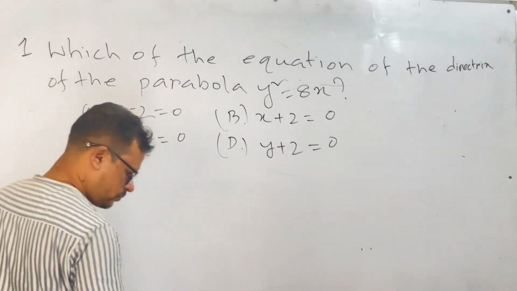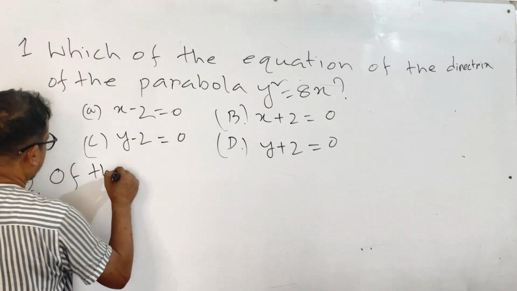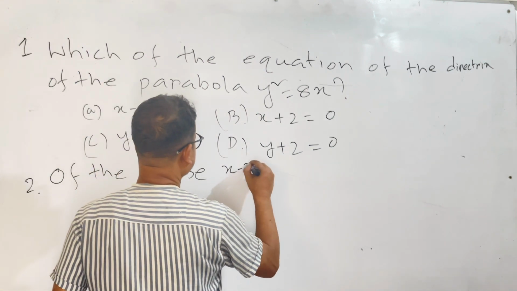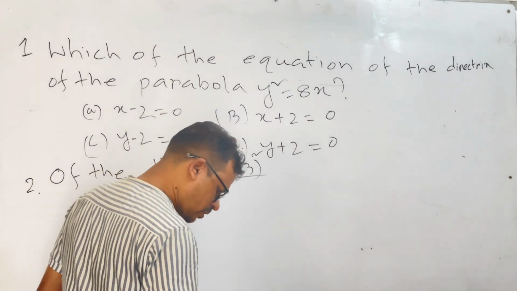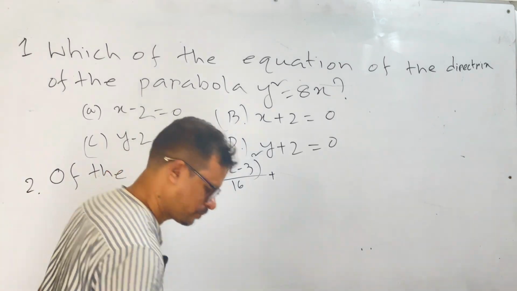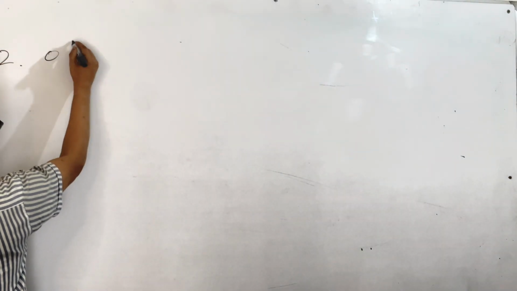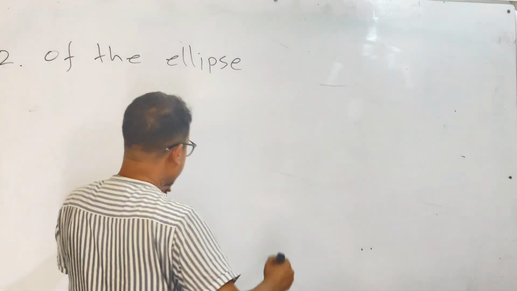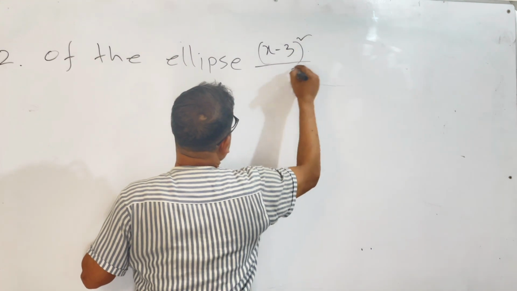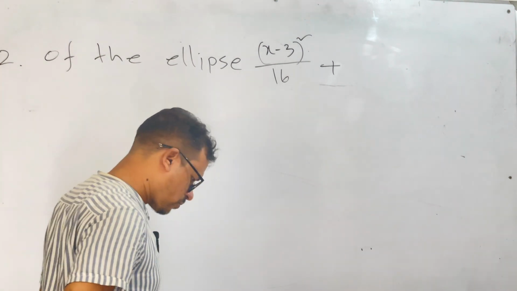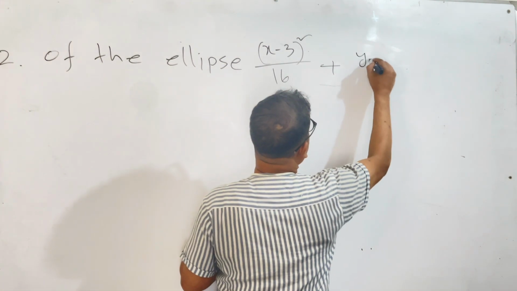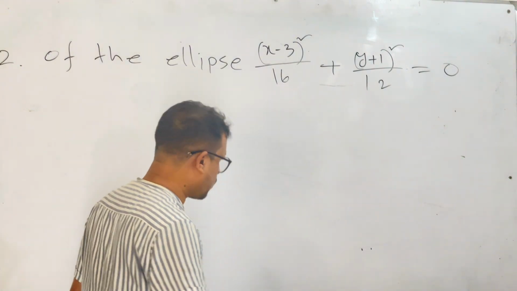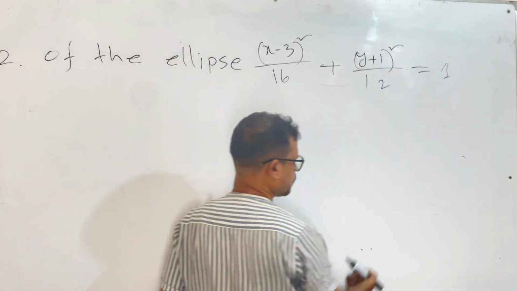Question number 2. Of the ellipse (x minus 3) whole square over 16 plus (y plus 1) whole square over 12 equal to 1.